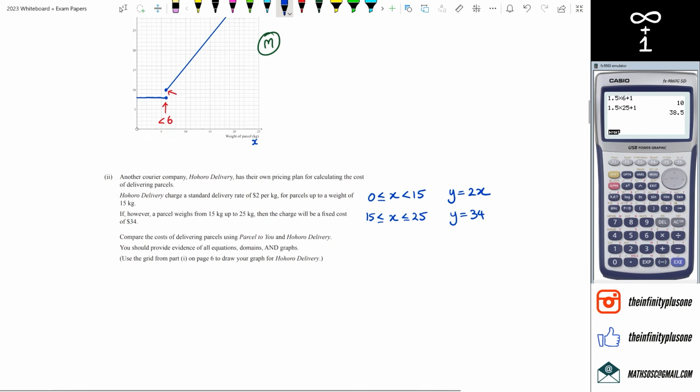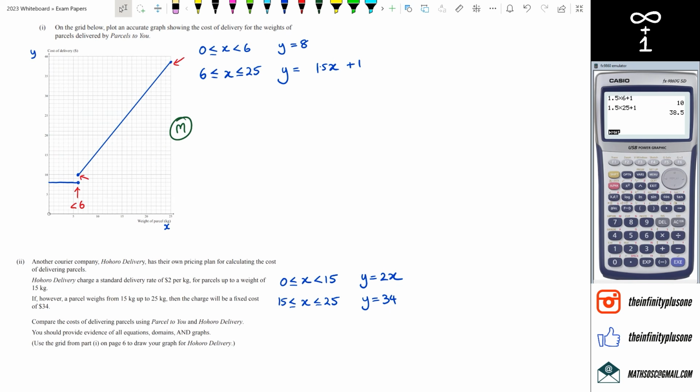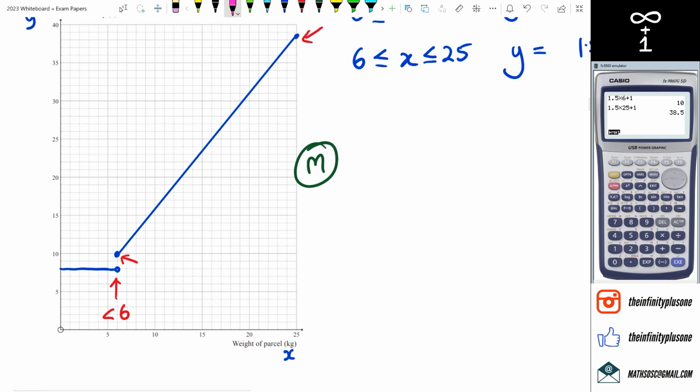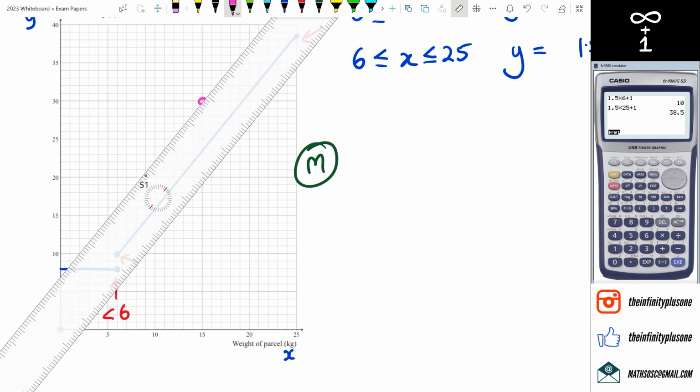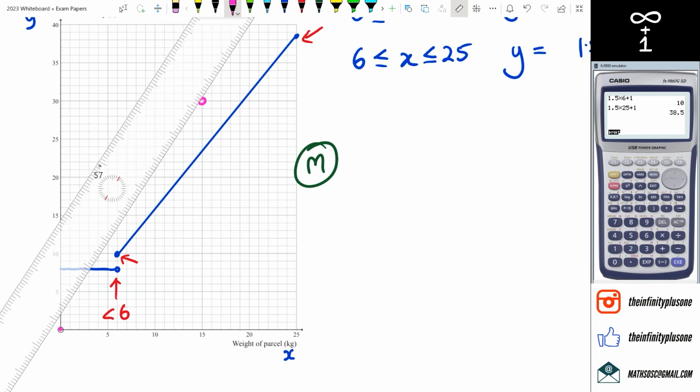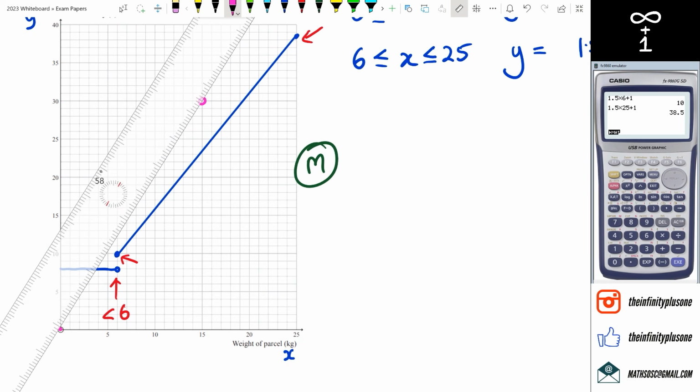So we're going to go back to our grid here, and we're going to need to put this next graph on here. So between 0 to 15 is 2x. That means at 15, we're going to be charging $30. But of course, that's going to be an open hole. And once again, I'm going to have to try and draw a straight line here, something like that. It's close enough. I think you guys get the idea.